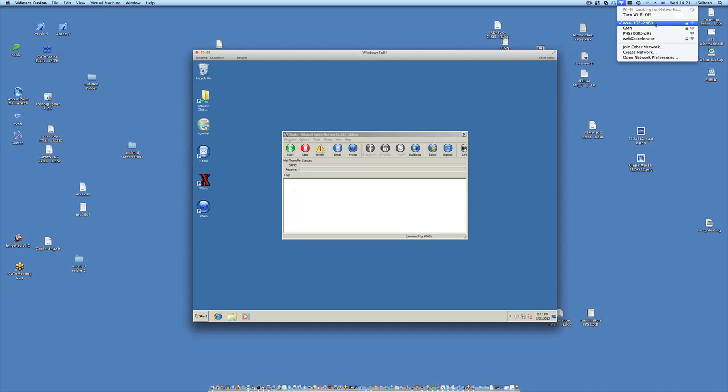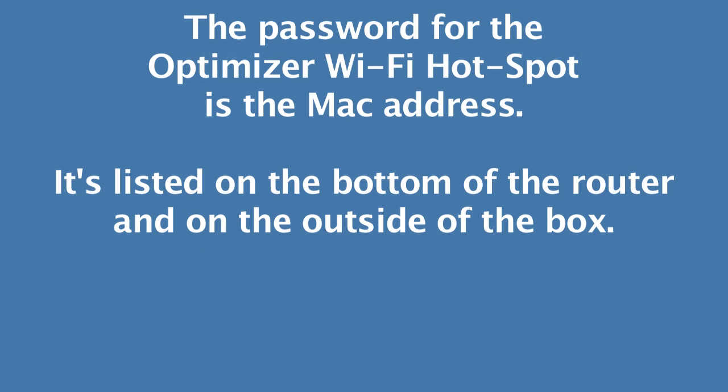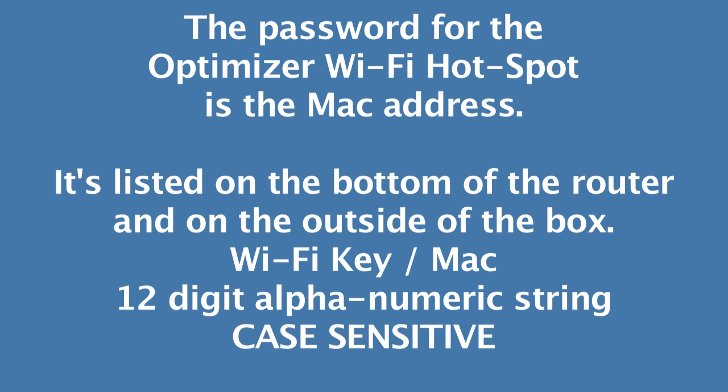The MAC address is printed on the bottom label of the optimizer, and it's also on the box of the optimizer. So to connect to it, you would go to your Wi-Fi software, select that particular device, and then it's going to ask you for the password. Now, the password for the optimizer Wi-Fi hotspot is going to be the MAC address, which is listed on the bottom of the router or on the outside of the box. If you look at the optimizer box, or at the bottom of the router, you're going to see something that says Wi-Fi key / MAC. That's a 12-digit alphanumeric string, which has digits 0 through 9 and letters A through F. It's case sensitive, everything is uppercase, and you're going to have to type that into the password or secret key for the Wi-Fi in order to connect. Once you do that, your Wi-Fi is connected to the device and you're ready to roll.